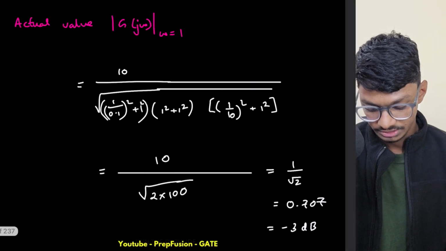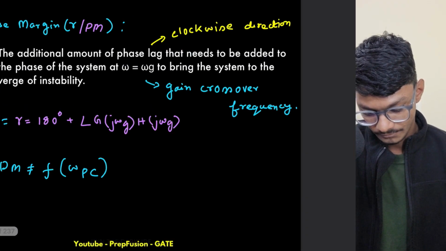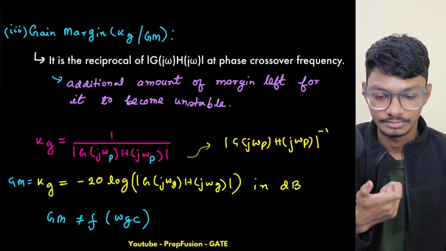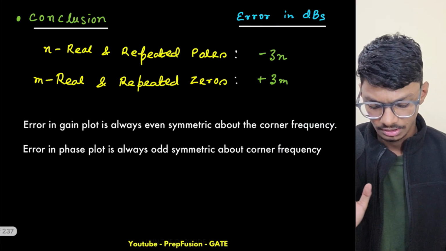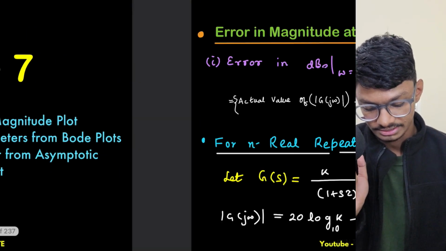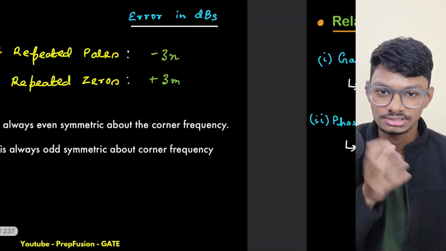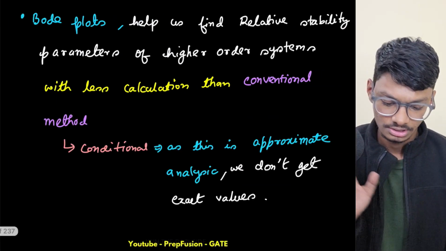And before that we studied how to find the phase margin and the gain margin from the Bode plot. Pretty simple, not that difficult. And what about the errors? What are the errors in the magnitude at the corner frequency? And for phase, the error is 0. So these three things, simple topics we learned. Okay, small topics we covered.